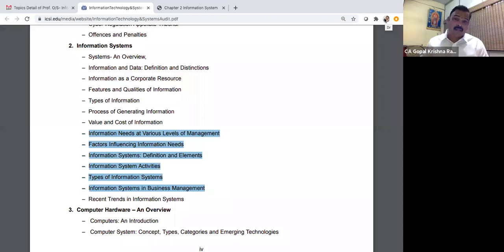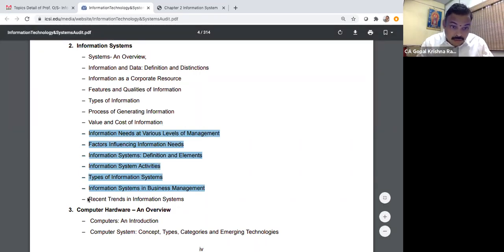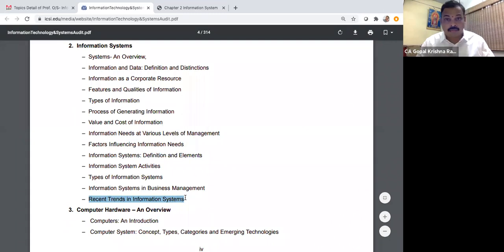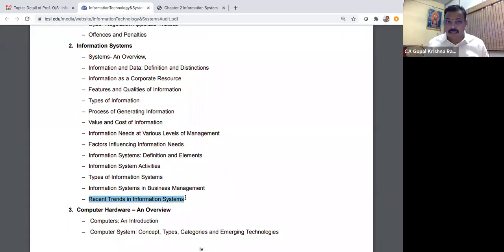This is the second level, second type of topic in chapter 2. There is a third type. Please don't ignore this. This is a mandatory question: recent trends in information system. But actually, I will say this recent trends is a very generic topic. They could have kept it in some other area, but they have kept it here. Especially on cloud computing, on mobile application, on analytics, business analytics, and use of agile technology.